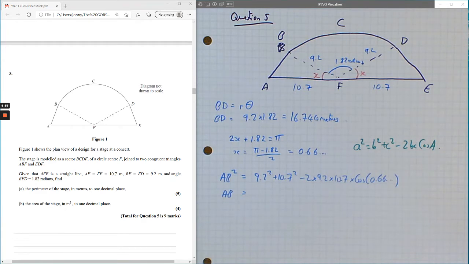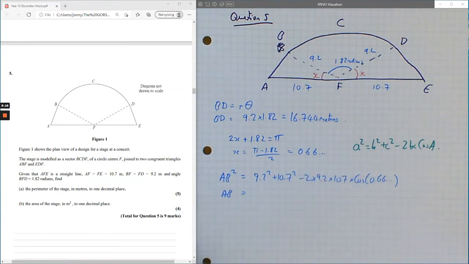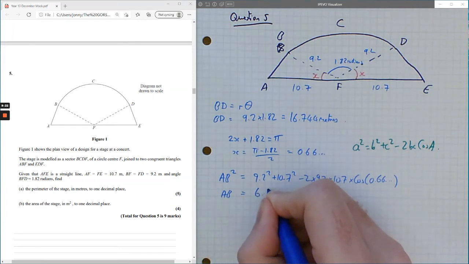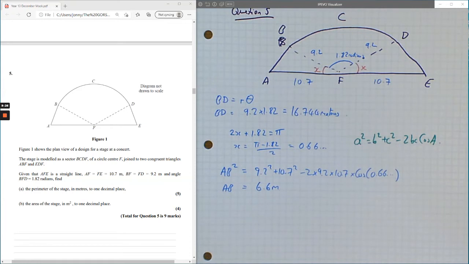AB will be equal, I'm just working out, 9.2 squared, 10.7. Okay, so we should get 6.6 meters to 1 decimal place for AB.